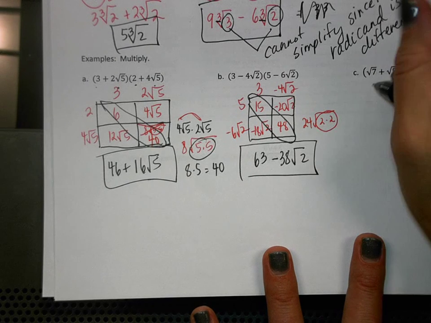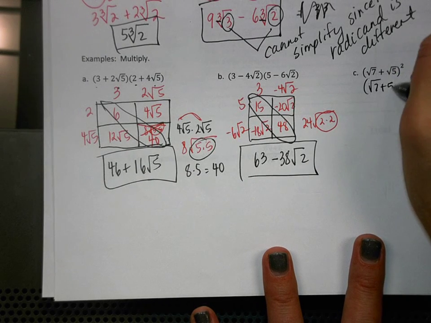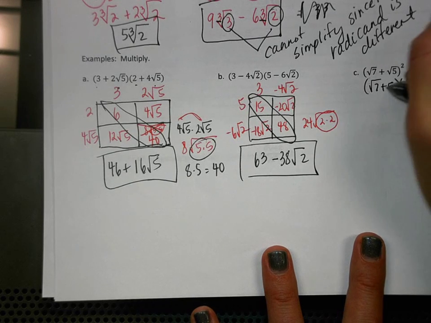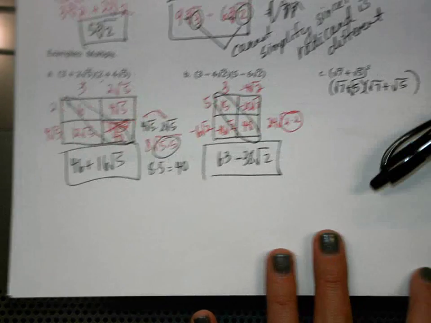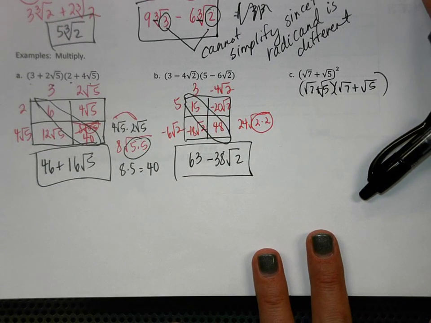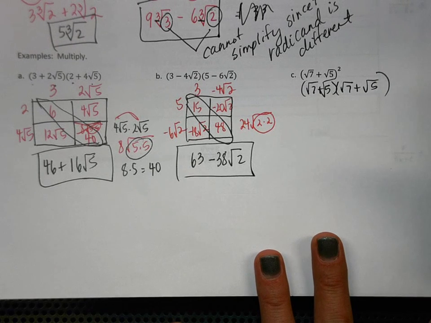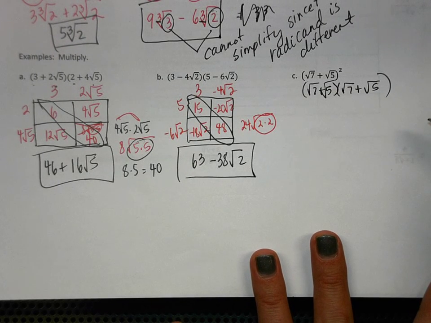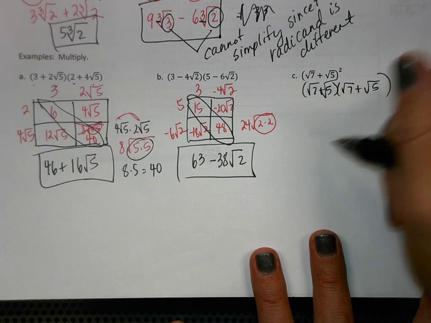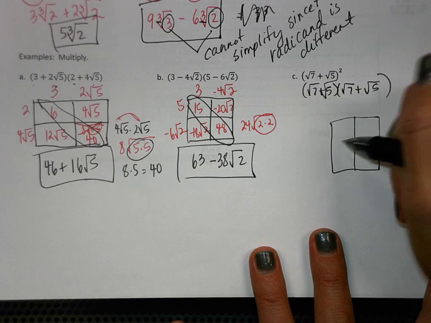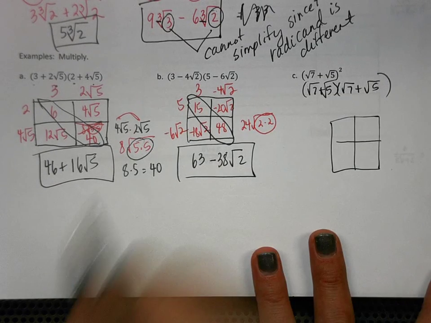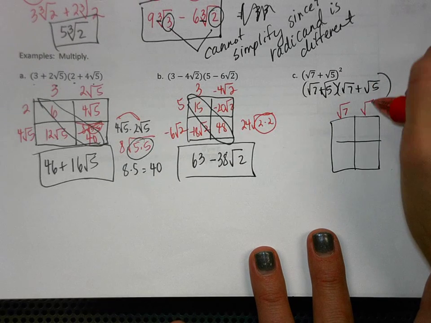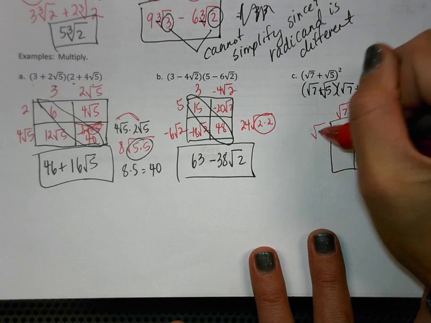This is root 7 plus 5 times root 7 plus root 5. Sorry, this was a root. So we're going to make a box 2 by 2 again. So far, so good? Okay. Root 7, root 5. Root 7, root 5.